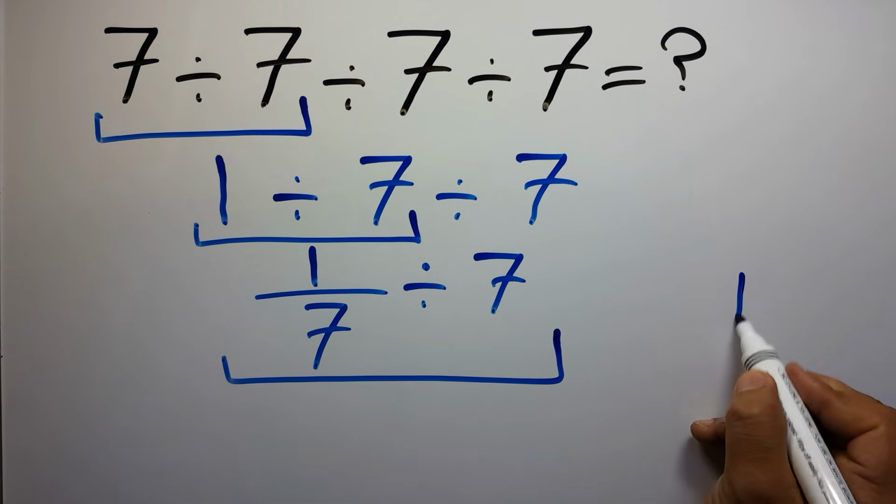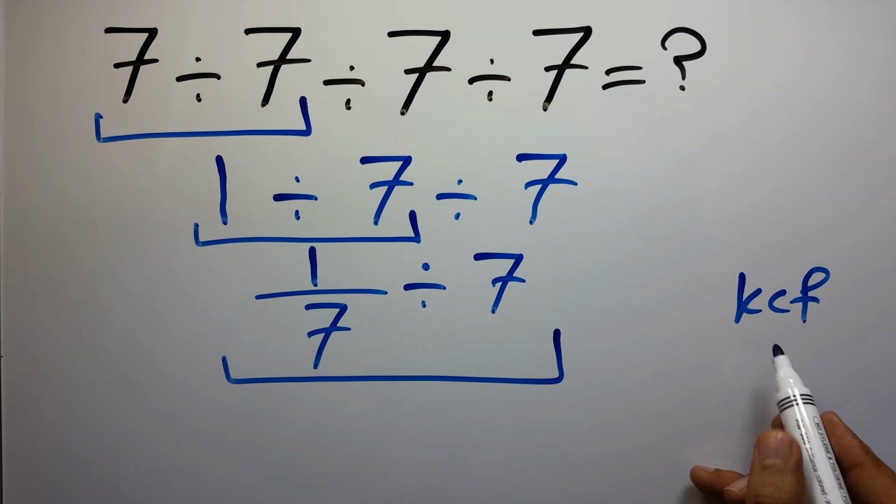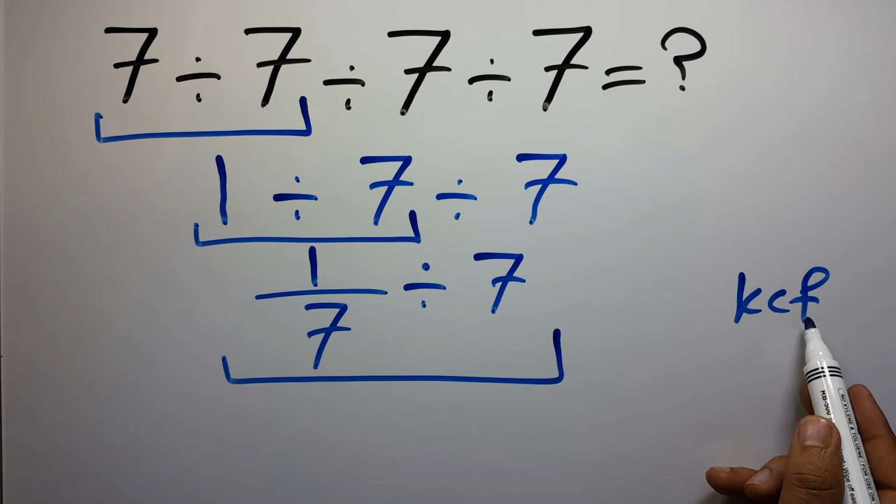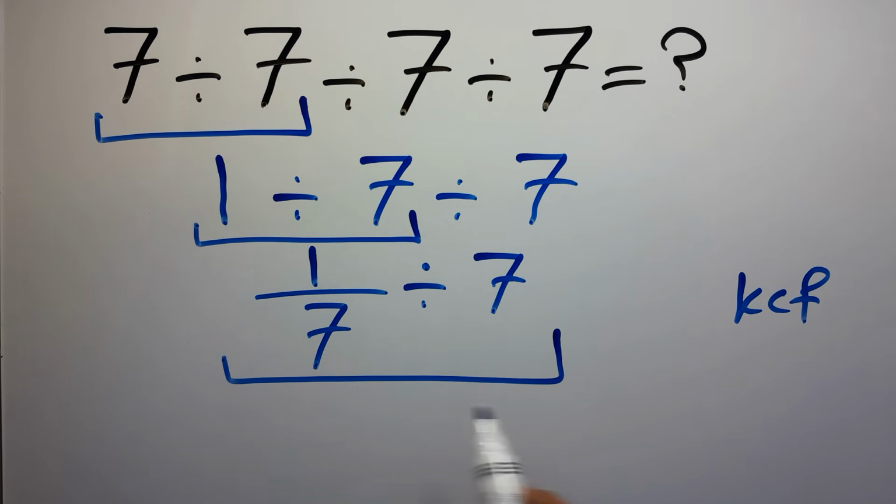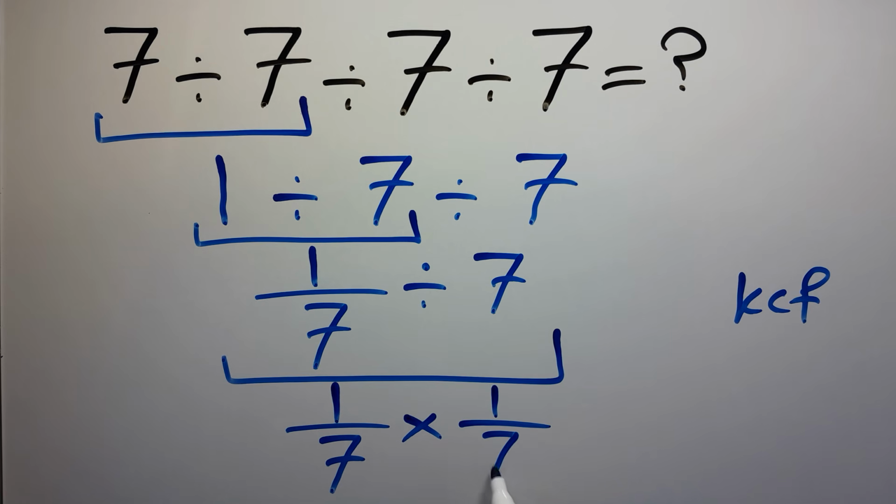According to the KCF rule, K stands for keep, C stands for change, and F stands for flip. We can write keep the first fraction, change division to multiplication, and flip the second fraction. So we have 1 over 7 times 1 over 7, which equals 1 times 1 equals 1.